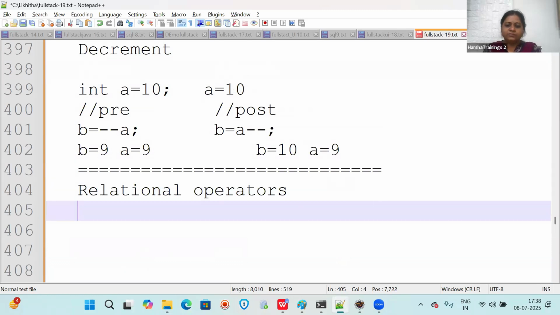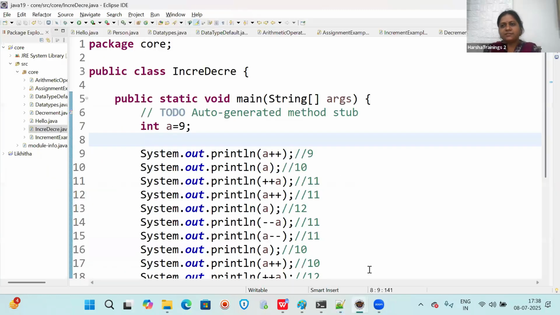Okay. So now, shall I give one more example like this? Will you try?